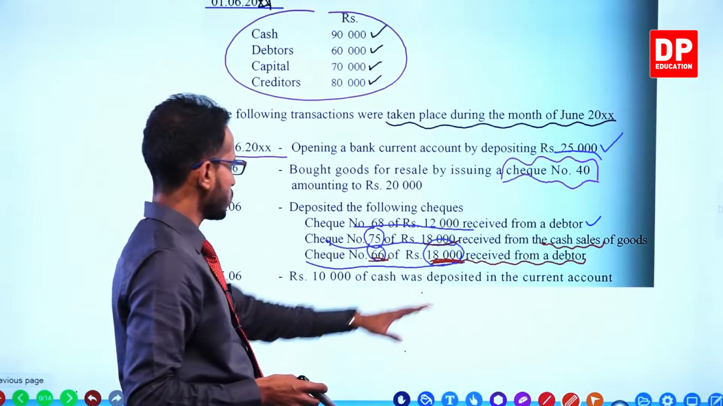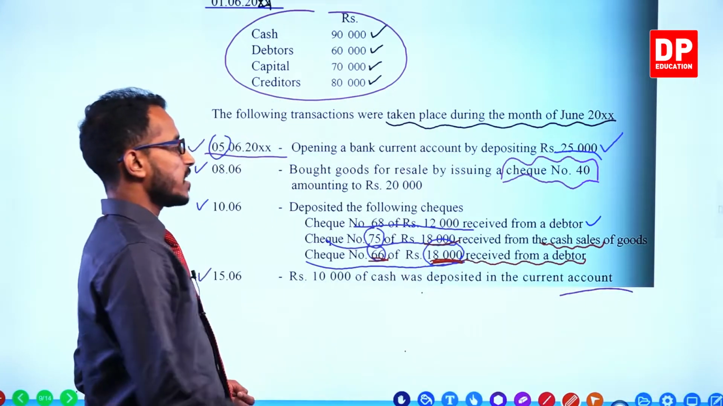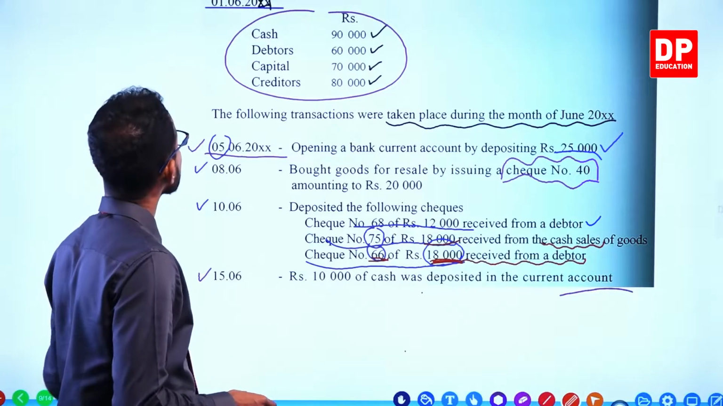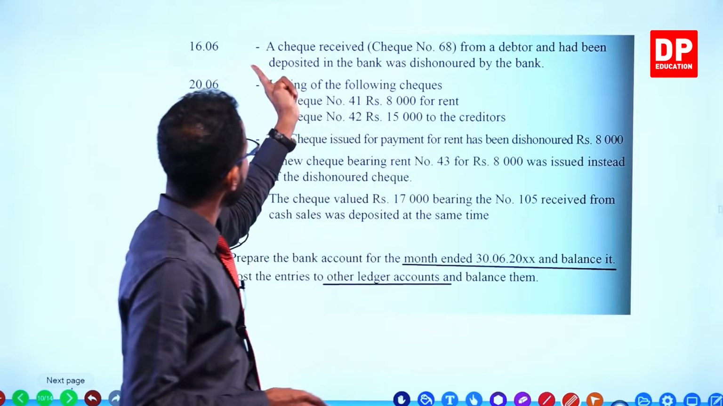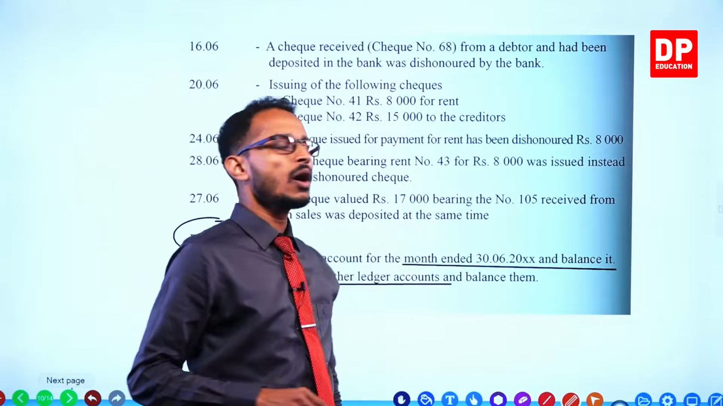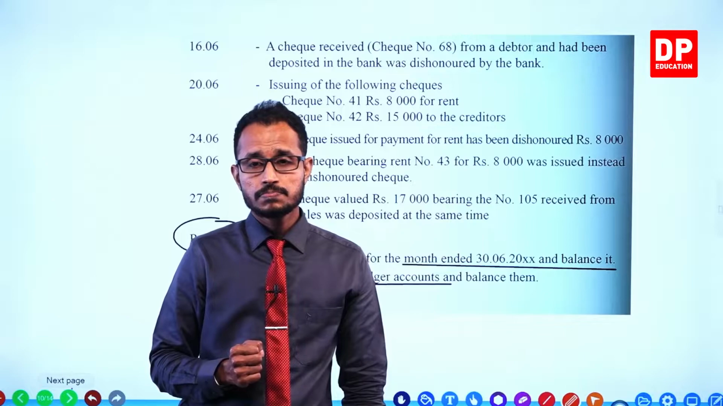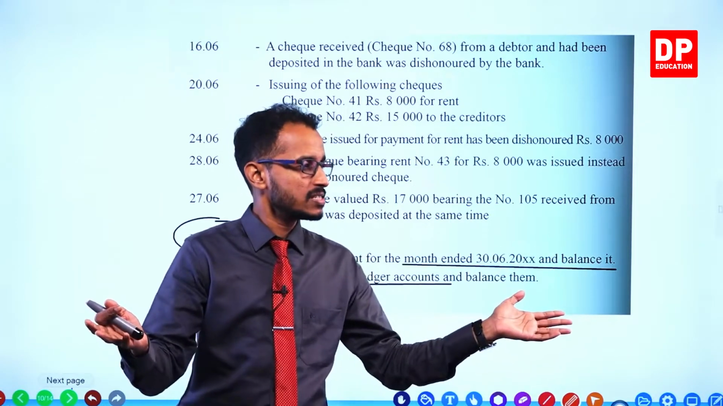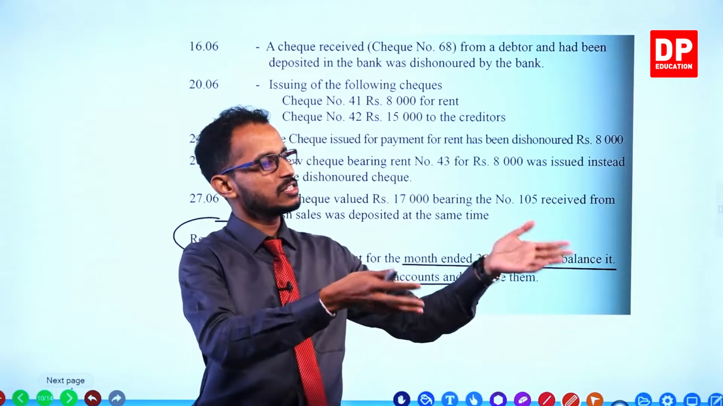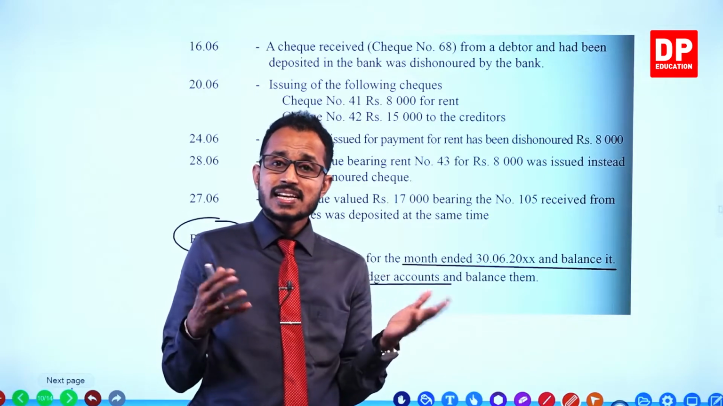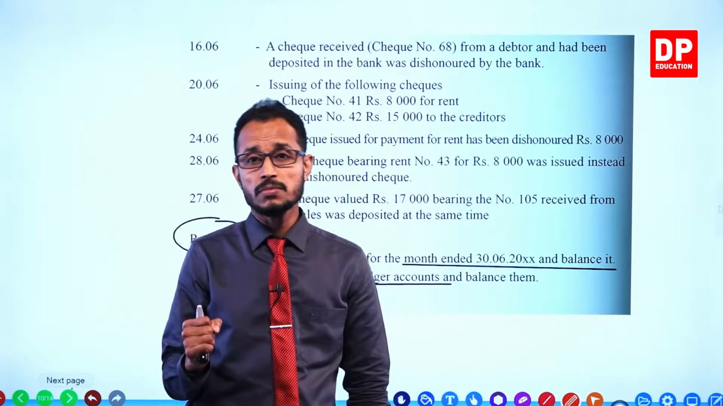Let's see the next transactions. This page is done. We recorded up to the last transaction. Now we are going to the next page. A check received, check number 68, from a debtor had been deposited in the bank and it was dishonored. Oh, now that is a problem. These checks which these debtors pay to us are getting returned. That is a problem, children.